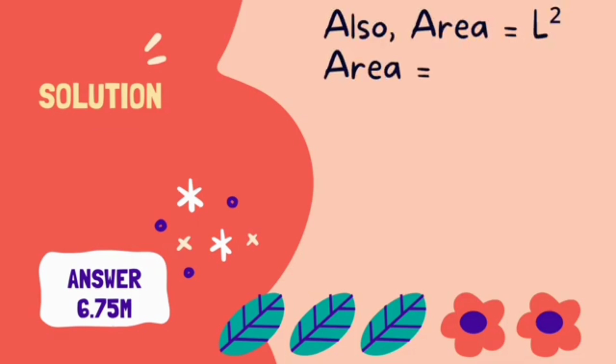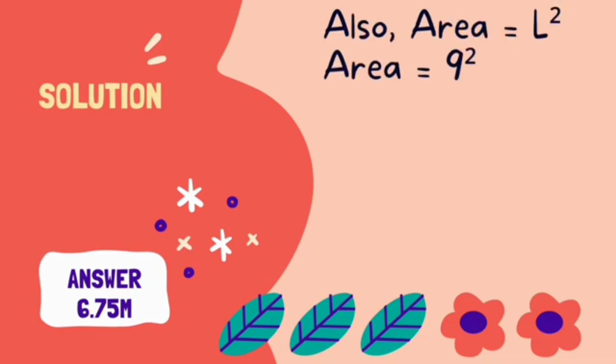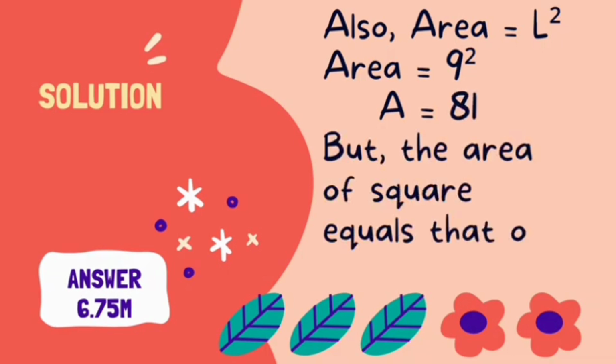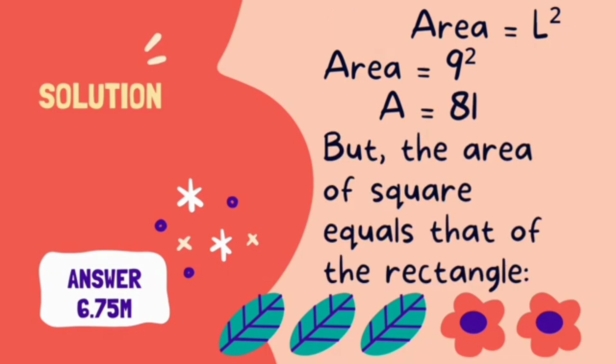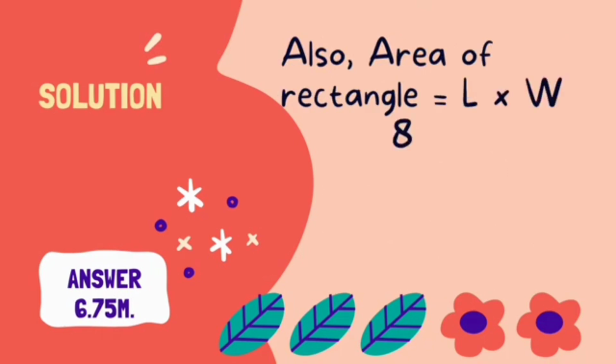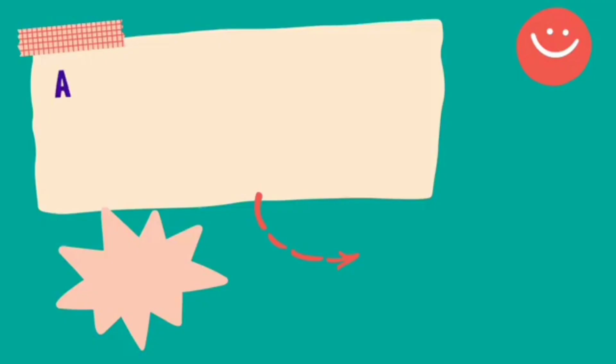Also, the area of a square is length times length, which is length squared. That makes the area of the square to be 9 squared, which is equal to 81 meters squared. But the area of the square is equal to the area of the rectangle. The area of the rectangle is length times width. That means 81 meters squared is equal to 12 meters times the width of the rectangle. From division, the width of the rectangle is 6.75 meters.